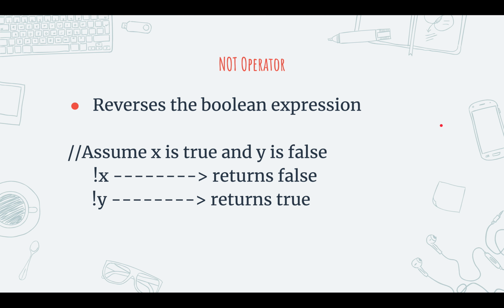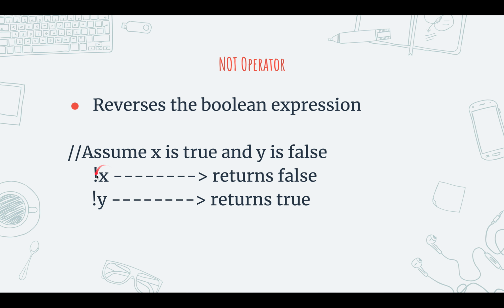Then we have the NOT operator. This reverses the Boolean expression. So assume that x is true and y is false. So if x is true, then this NOT operator will convert it from true to false. Now, if the y is false, and we have the NOT operator next to it, this returns true.